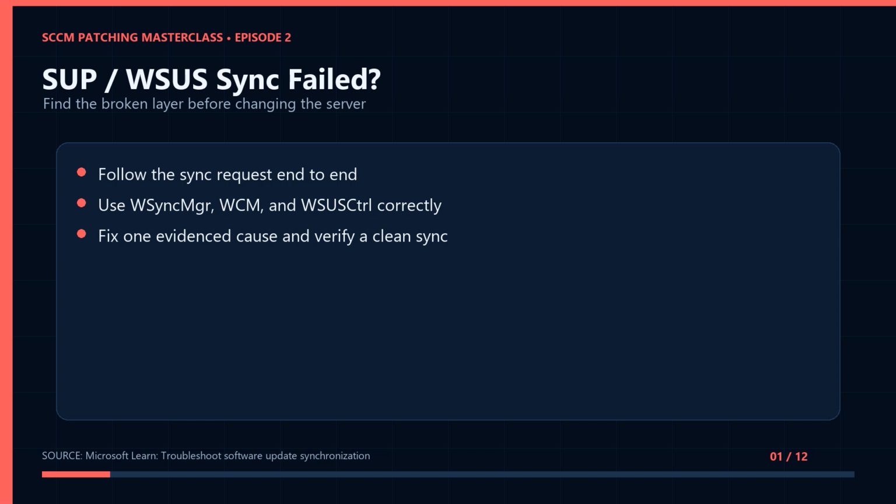Use only an isolated lab and your approved change process. Do not rebuild WSUS, delete SUP data, or reset services randomly. The goal is to preserve evidence, identify the first failed layer, correct one cause, and prove a clean synchronization afterward.